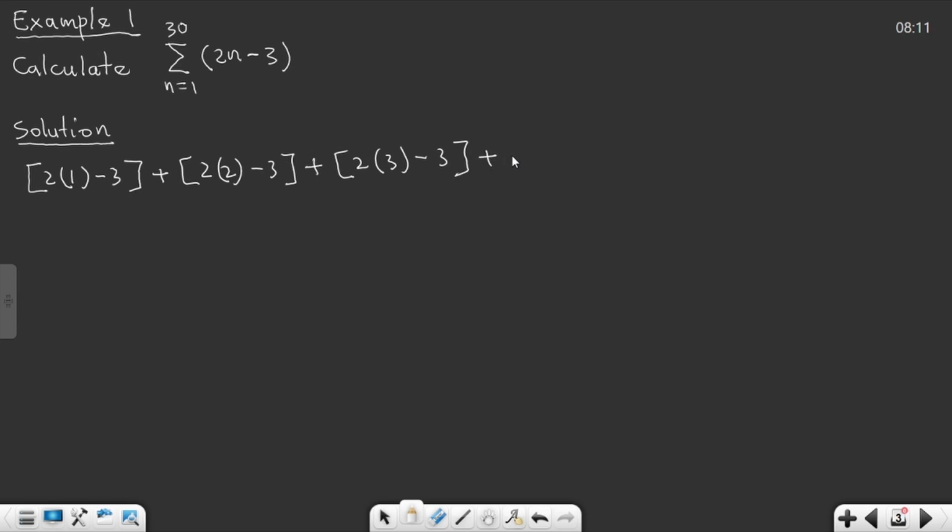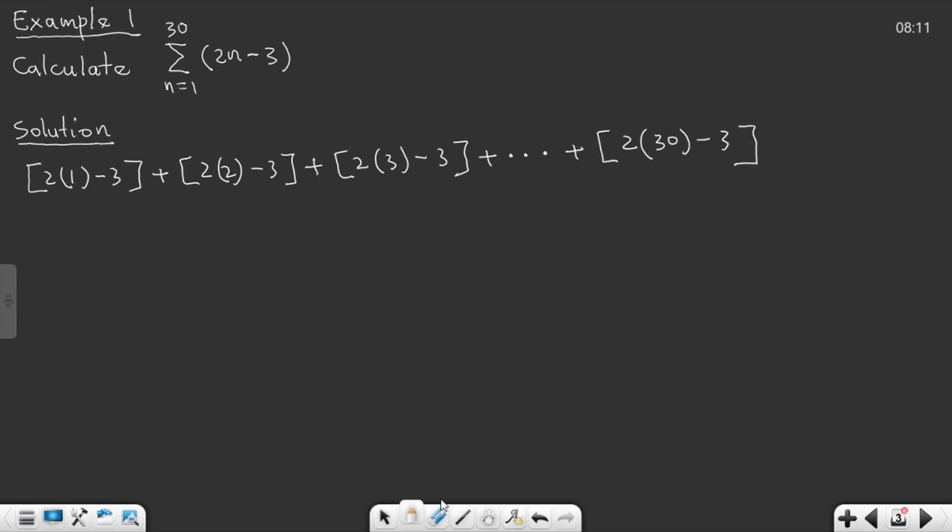And so we have terms in between there plus our last term. I'll use the same general term. And then now I'll substitute what is at the top to get the last term. So I'll substitute 30 minus 3.